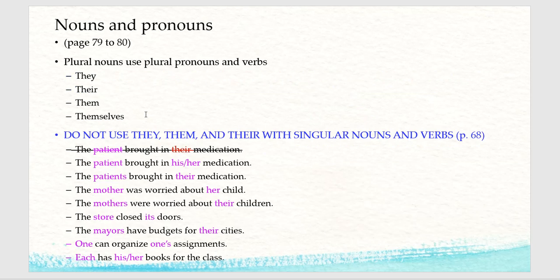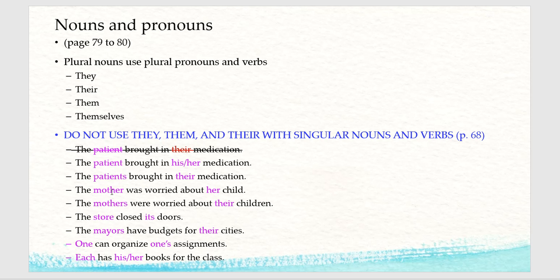So the plural pronouns are they, their, them, and themselves. You have to have a plural noun and verb in order to use these pronouns. So you can't say "the patient brought in their medication." Instead, you're going to have to be specific and say "his, her medication." You can only use "their" with plural nouns, so "the patients brought in their medication."